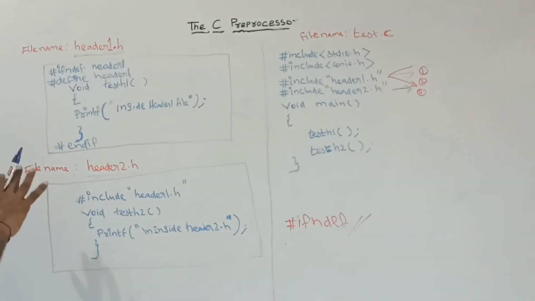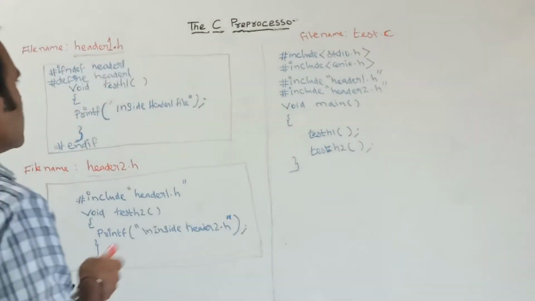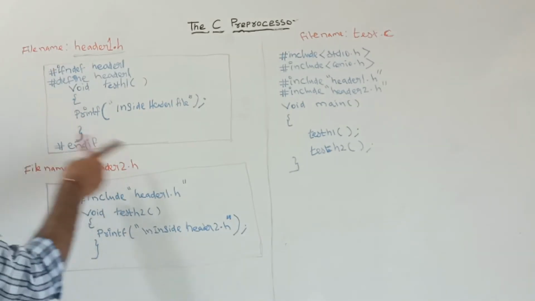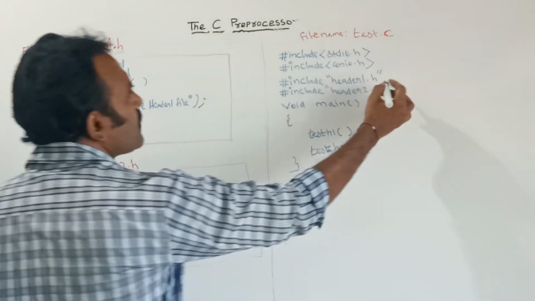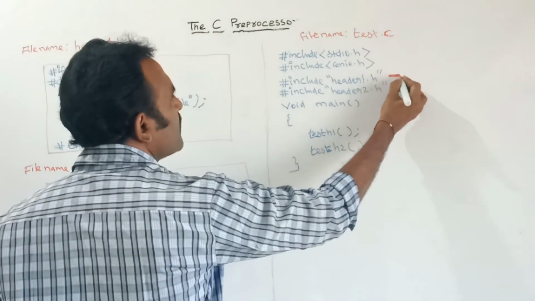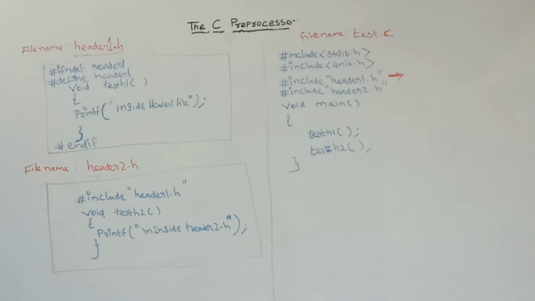Next, now if I run this program, what will happen? At the very first time when I am including header1.h, the preprocessor will check whether it is already defined or not.